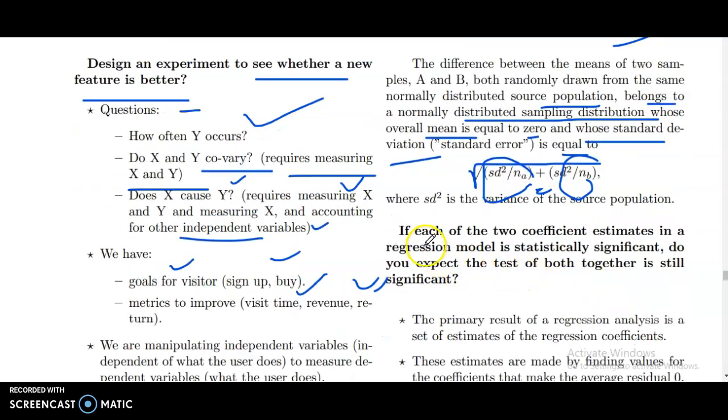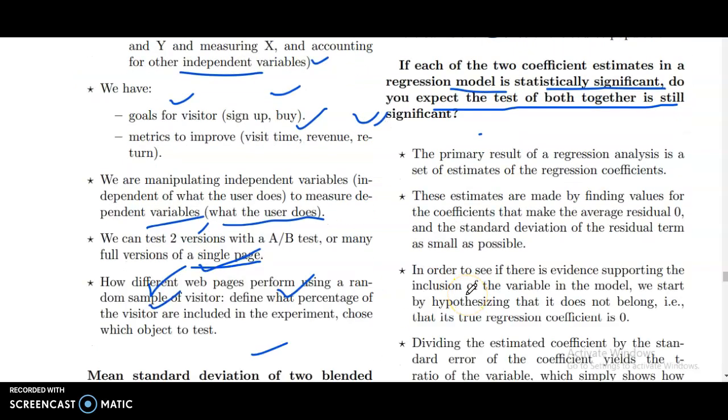So if each of the two coefficient estimates in a regression model is statistically significant, do you expect the test of both together to still be significant? The primary result of a regression analysis is a set of estimates of the regression coefficients. These estimates are made by finding values for the coefficients that make the average residual zero and the standard deviation of the residual term as small as possible.